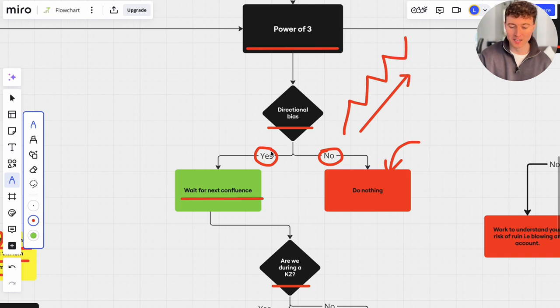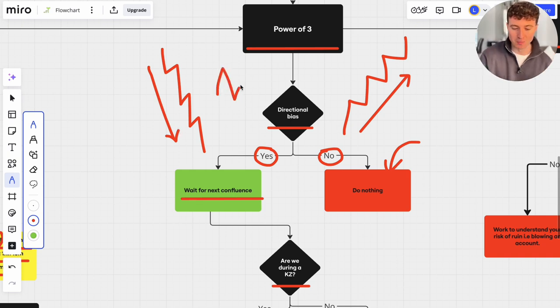So, let's say that the market is trending to the upside, like so. Then the answer would be yes, we have a clear directional bias and therefore we can look for long trades. Let's say the market's trending to the downside. Again, we have clear directional bias and therefore we can look for potential short trades on this market. If the market is just simply consolidating and we have no directional bias, then we do absolutely nothing.